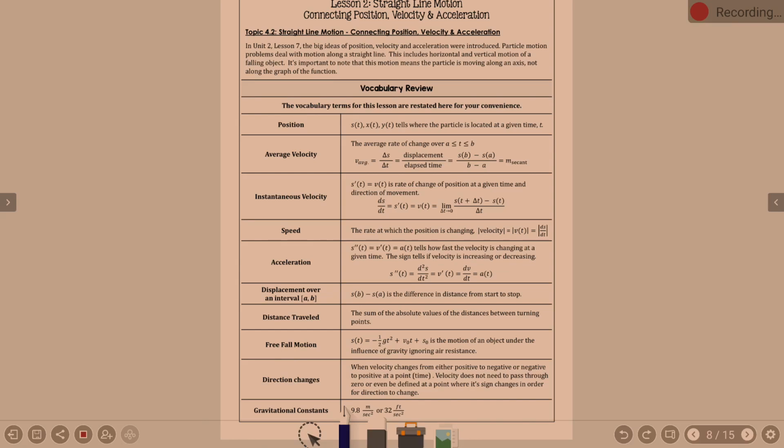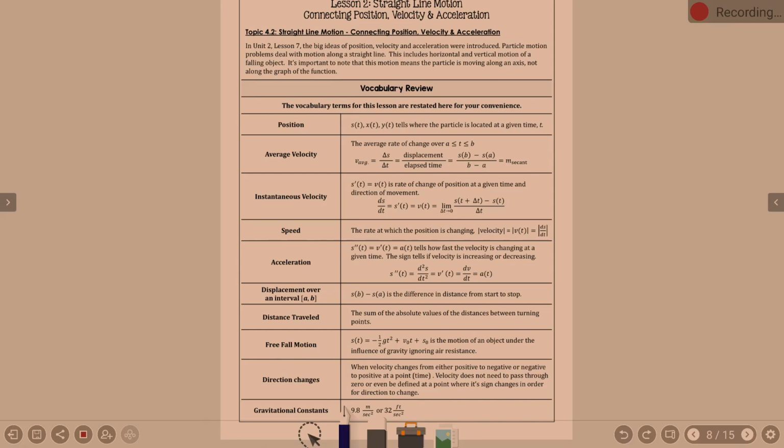Position. Often you'll see S of t, but you do sometimes see x of t or occasionally y of t, all based in t. Average velocity is like AROC. So average velocity over an interval a to b: in order to find your average velocity, you're using the change in position over your change in time. Or notice they use the word displacement. And so position minus position over time minus time.